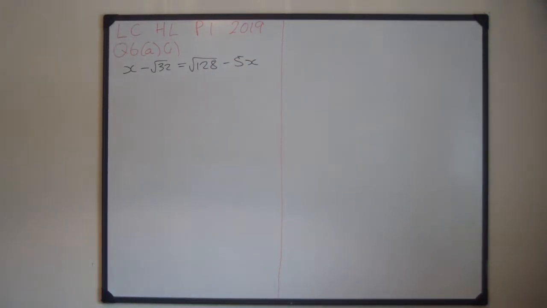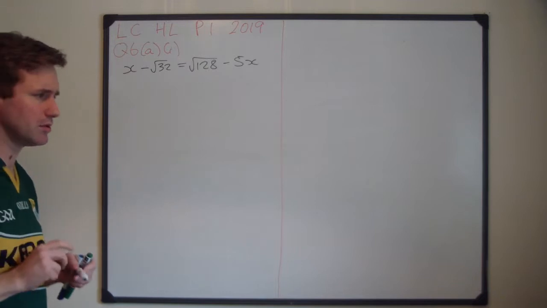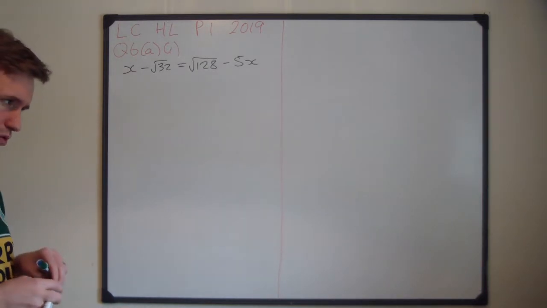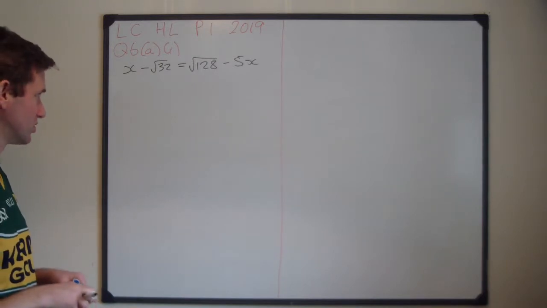And the question says, find the value of x, where x is a real number. Give your answer in the form a multiple of root 2, where the multiple is a natural number. So we'll see how we get on.